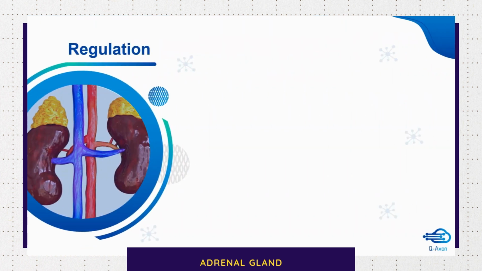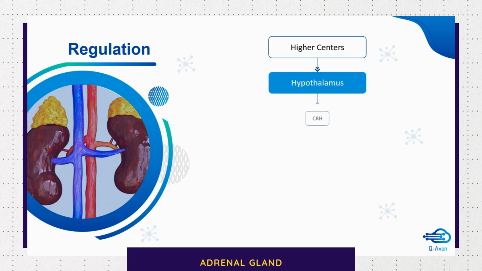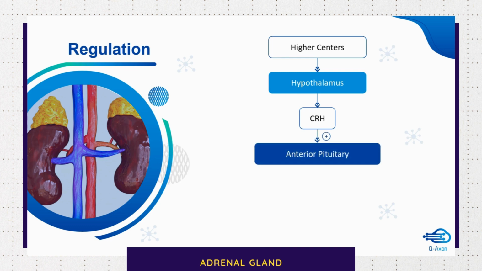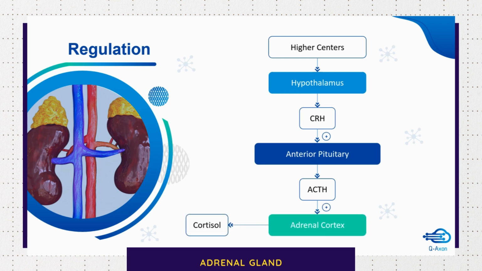Regulation of hormones secreted by adrenal cortex involves information from higher centers being sent to the hypothalamus, and hypothalamus will release corticotropin releasing hormone, which is going to act on the anterior pituitary, resulting in secretion of adrenocorticotropic hormone. Now this ACTH will act on adrenal cortex and result in the formation of cortisol. The cortisol thus formed plays a negative feedback mechanism by which it suppresses the anterior pituitary and the hypothalamus, and thereby regulating the secretion of hormones by the adrenal cortex.